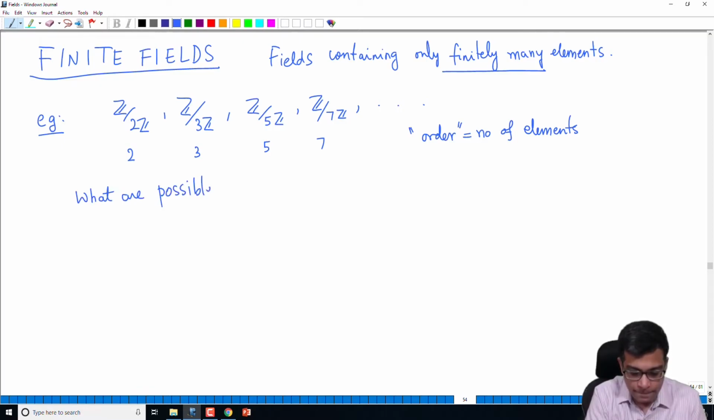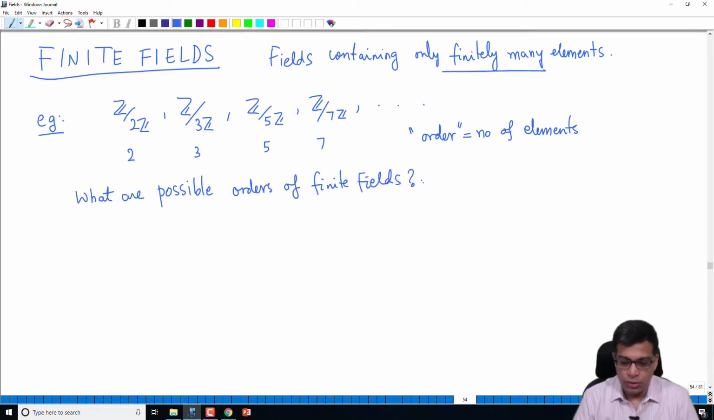what are possible orders of finite fields? So I want to eventually prove a theorem which completely classifies finite fields and tells us a lot about their structure. But in order to motivate that theorem, I want to quickly discuss some examples and some initial observations. What are possible finite orders?